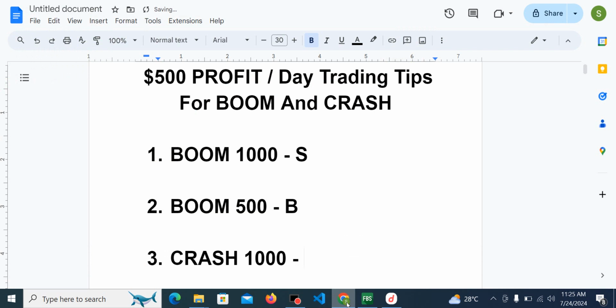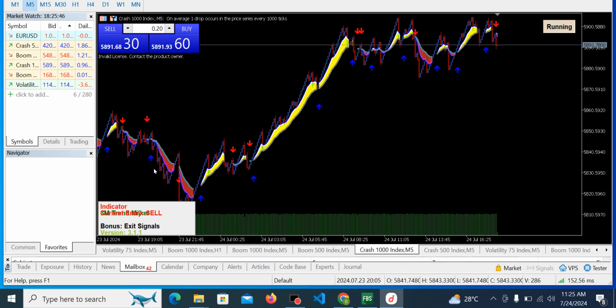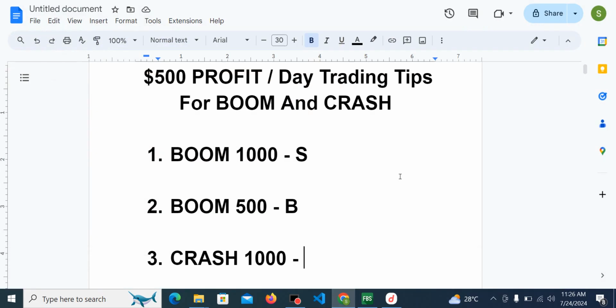Okay, next asset is going to be crash 1000. Crash 1000 had been on uptrend right from here, got to this region and played around there for a while. If it's unable to break out from this resistance zone, then definitely we should experience more of a selling opportunity than a buying opportunity, most especially once it breaks out from this support zone. So for now, we hope that it sells more.